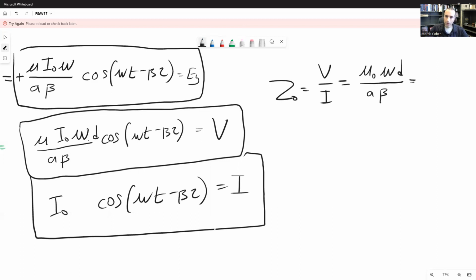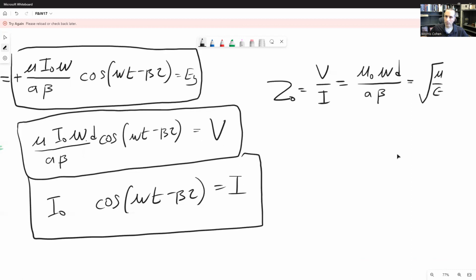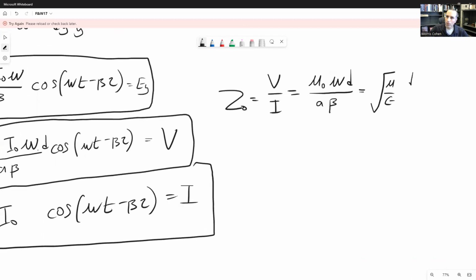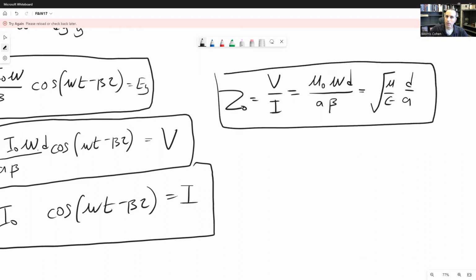And you can simplify this a little further. This turns out to be the square root of mu over epsilon times d over A. This works out to be the transmission line impedance. If you want to see how I made that link, I'll just remind you that beta equals omega over the propagation velocity, and the propagation velocity equals 1 over the square root of mu times epsilon. So with that, you can simplify this, and you end up with the square root of mu over epsilon times d over A. Now here's the neat part.